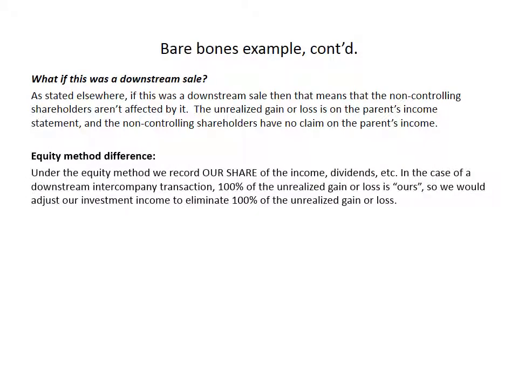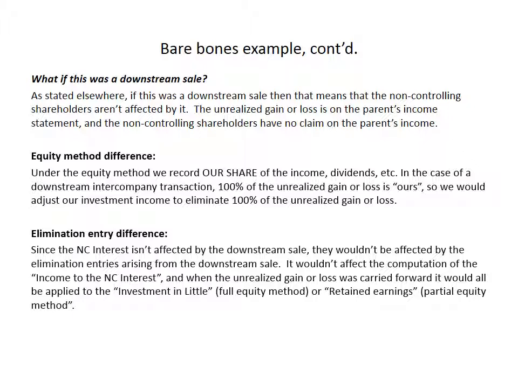The equity method difference. Now, under the equity method, we record our share of the subsidiary's income, dividends, and so on. When it was an upstream sale, the example we just ran through, we owned 80% of the subsidiary, and so we deferred 80% of that unrealized gain. Now, in a case of a downstream sale, that unrealized gain or loss is entirely on the parent's income statement, which means the parent claims or owns all of that unrealized gain, and so they have to eliminate all of that unrealized gain or loss.